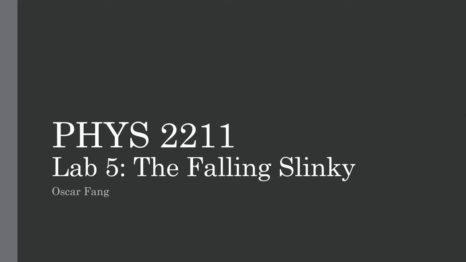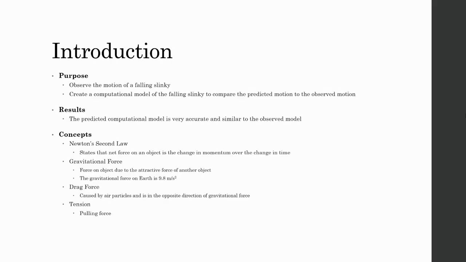In Lab 5 of Physics 2211, we observed the motion of a falling slinky. The purpose of this lab is to observe the motion of a falling slinky and to create a computational model of the falling slinky to compare it to the observed model. The results of this lab show that the computational model is very similar to the observed model.